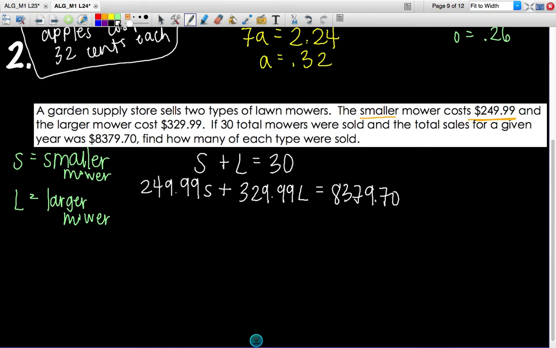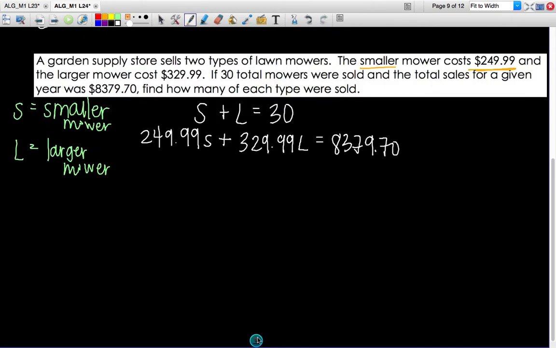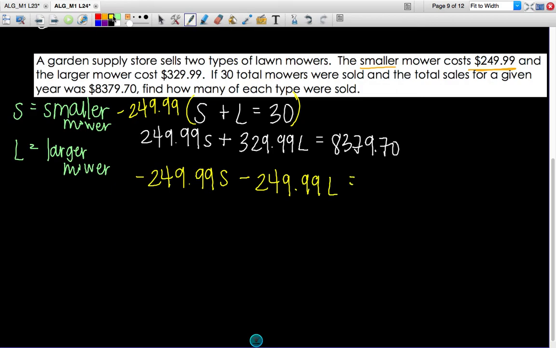So to solve this, it's going to be a bit rigorous, but you can handle it. I'm going to use the elimination method again. So I'm going to multiply the top equation by negative 249.99, so that way I can eliminate my s's. So I've got negative 249.99s minus 249.99l equals negative 7499.70. Because remember, you're distributing this value all the way. I'll bring down my bottom one.